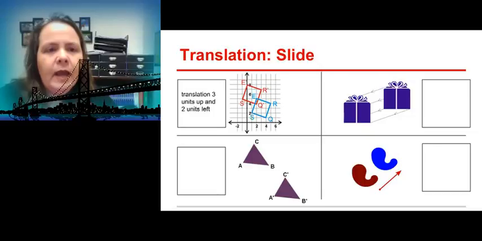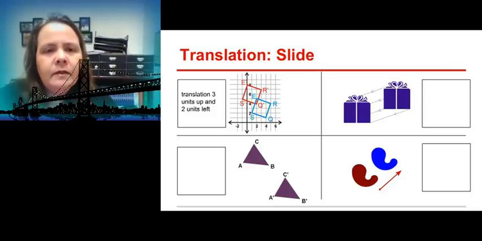The first one here is a translation where the red figure is moved 3 units up and 2 units to the left of the blue figure. And if you will note on the red figure, those letters have a little prime mark beside them. It looks like an apostrophe. On the blue figure you have the R, and then on the red figure you would have R with that little apostrophe, and that's read R prime. All right, let's look at the next one.